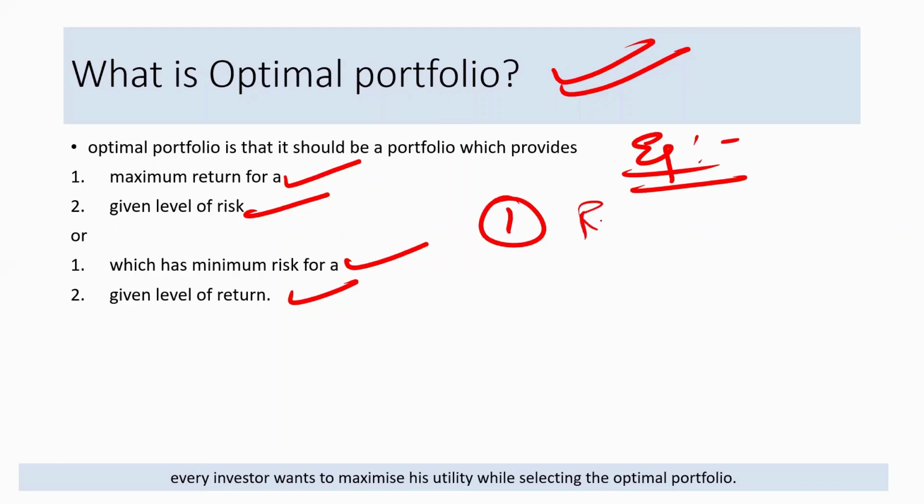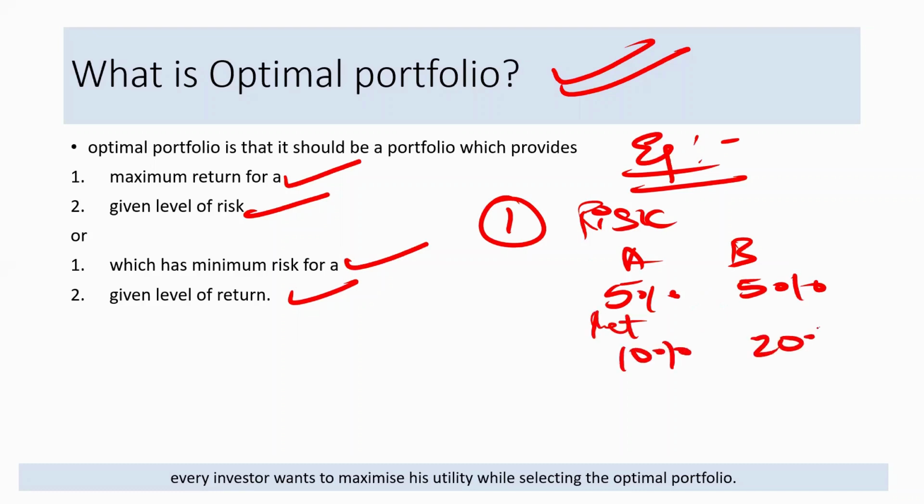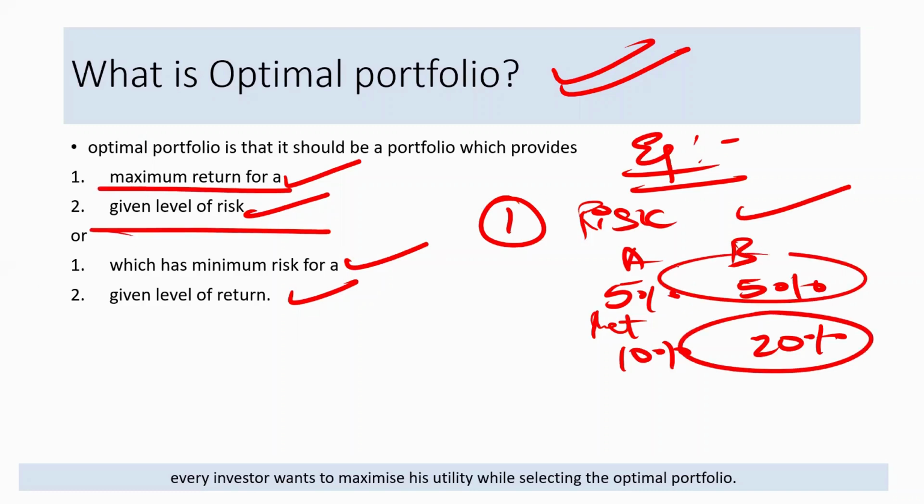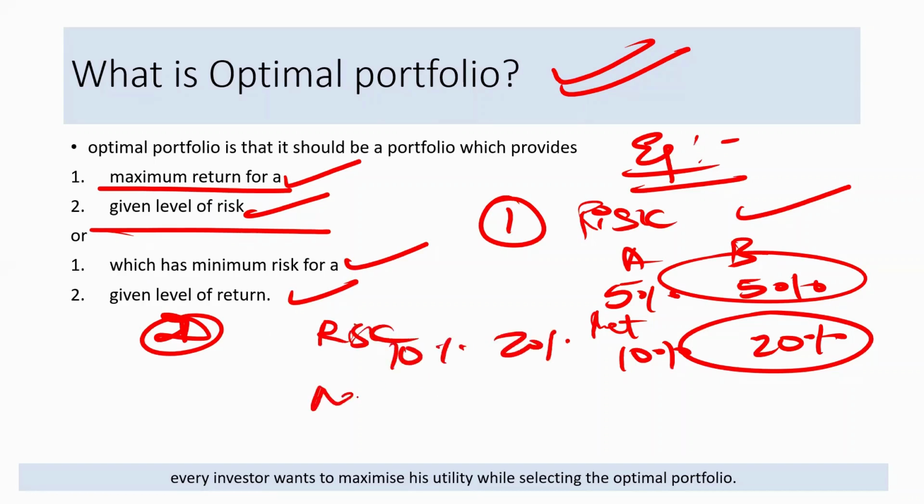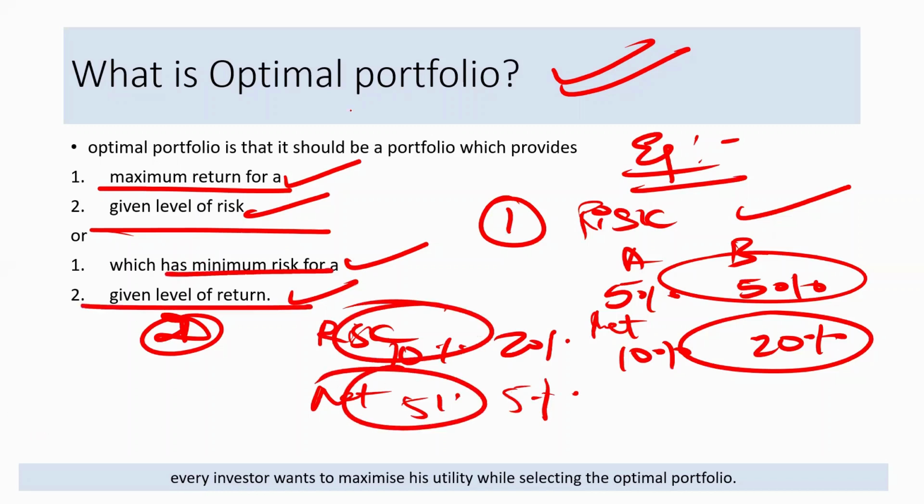Now you have two options. Let's say risk for security A and security B is the same, but the return is 10% and 20%. Which security? Why? Maximum return for a given level of risk. Okay, let's say another example. Risk is 10% and 20%, and return is 5% and 5%. Minimum risk for a given level of return. Understood? Optimal portfolio is this, optimal portfolio is this.